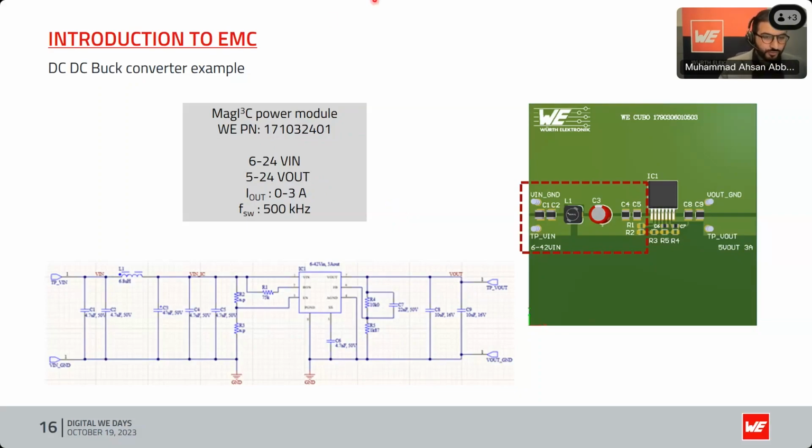I will now show you something interesting on a design level. This is a buck converter design. I have used a Magic Power Module IC from our Magic team. This is a 3 ampere module with input specifications of 6 to 24 volts in and 5 to 24 volts out. And I will focus on this differential input filter component.